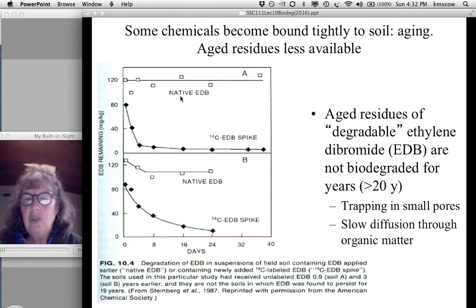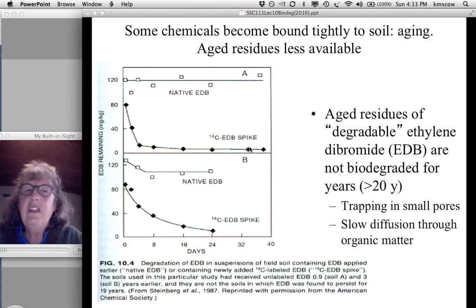this picture here shows you a soil. There's two different soils, but we can just look at soil A. And here's the native ethylene dibromide. This is left over like 20 years after it was used. It was still present. It was still hanging around and not degrading. So you could take some soil and put it in the lab and incubate it over time, and the concentration didn't change at all. However, if you added fresh ethylene dibromide, which is really actually quite degradable, so you could add it in the same soil, and it would degrade right away and then completely disappear.